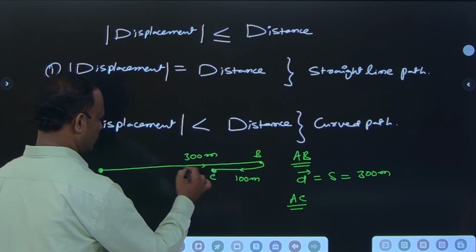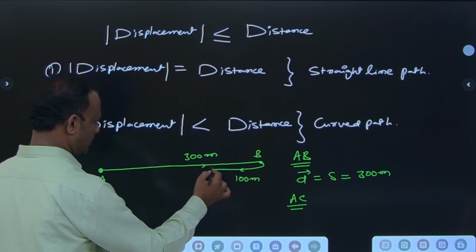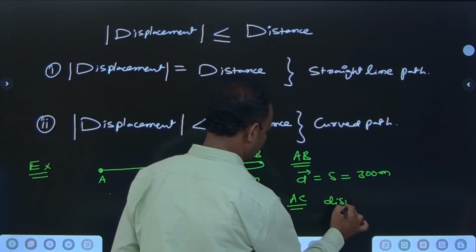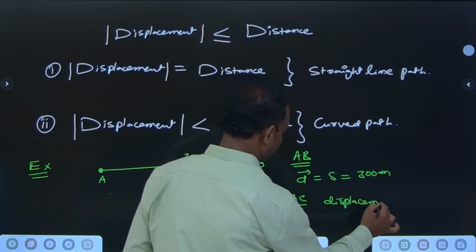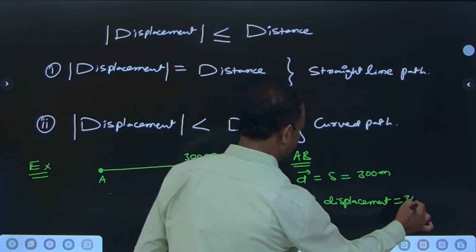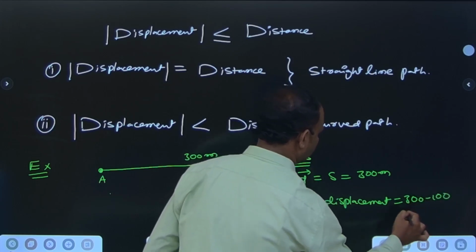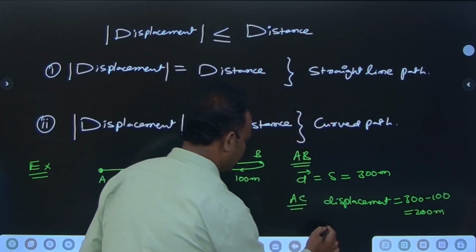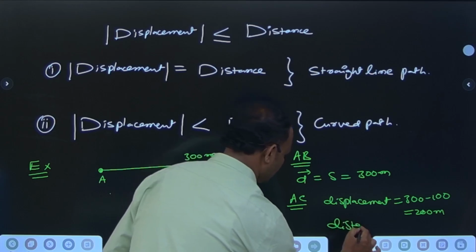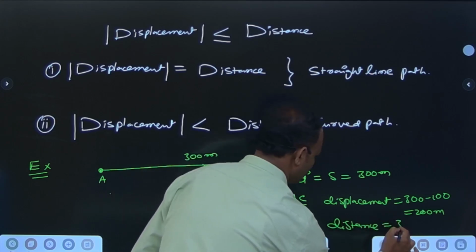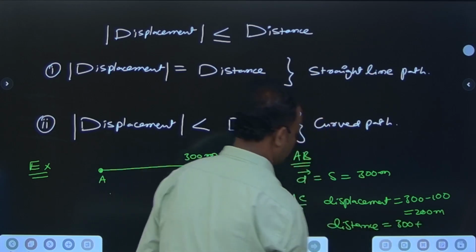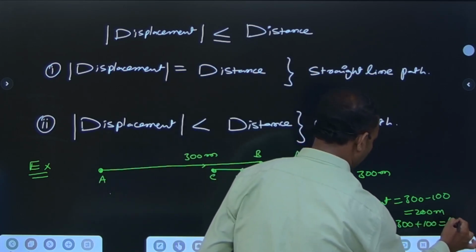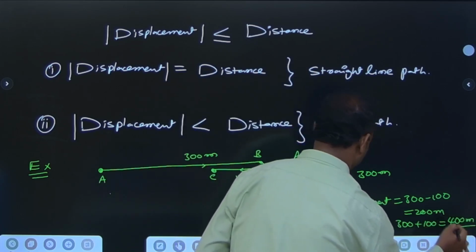So this is total, reversed 100, that become as what? Displacement is equals to 300 minus 100, it's a 200 meter. Distance is equals to 300 plus 100, total path length, it's 400 meter.